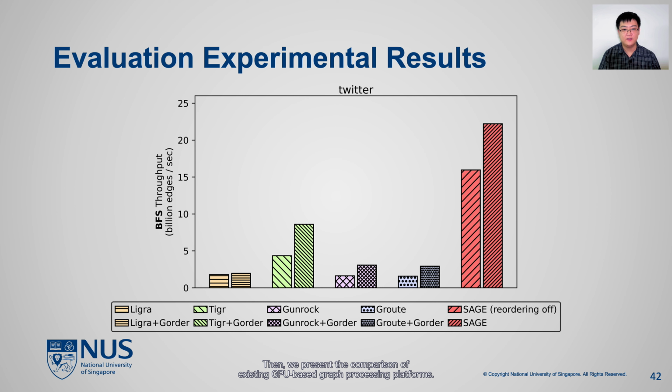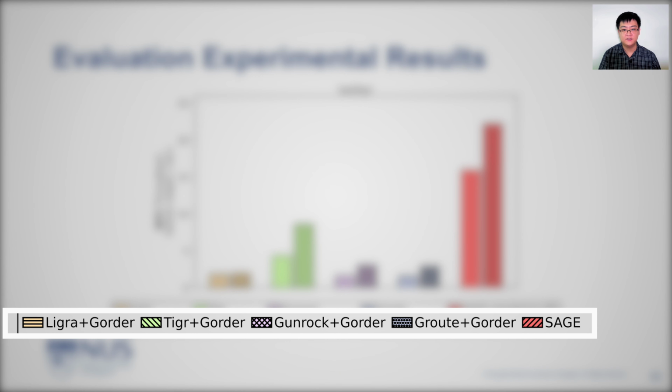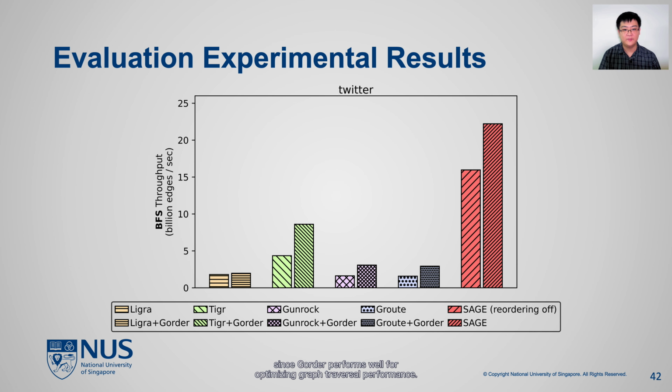Then, we present the comparison with existing GPU-based graph processing platforms. We apply G-order to all methods except Sage, since G-order performs well for optimizing graph traversal performance. Our proposed Sage exhibits superior performance, especially showing remarkable performance improvements in social network graphs that are more irregular. This confirms that when processing irregular graph data, tiled partitioning and resident tile stealing in Sage are able to adapt to the graph data and the hardware without any preprocessing and fully make use of the GPU's computing power.